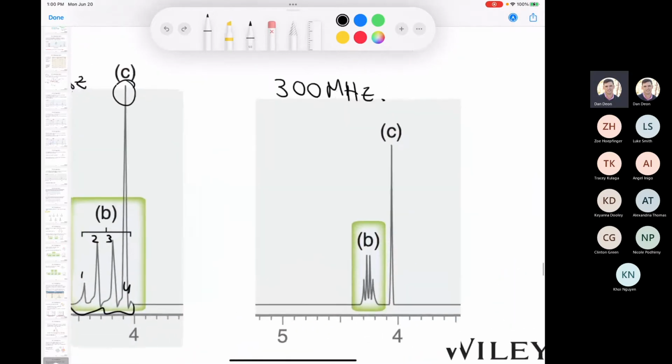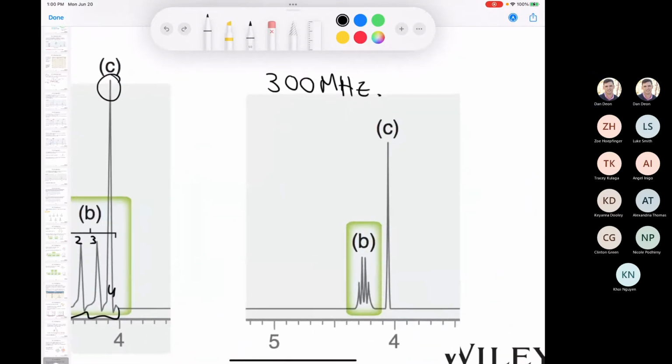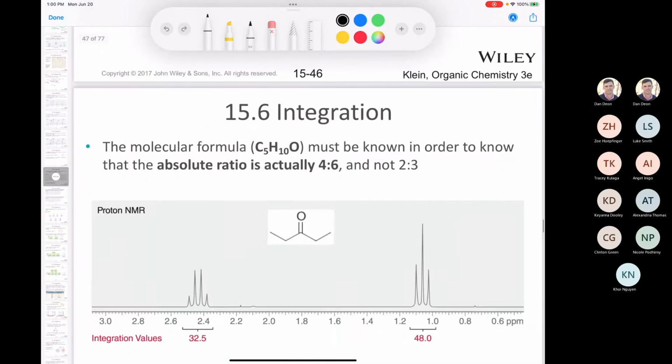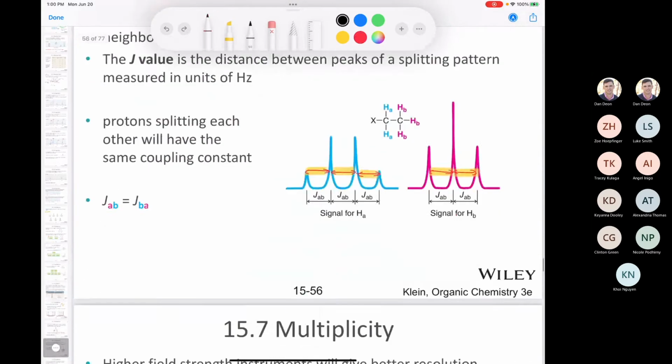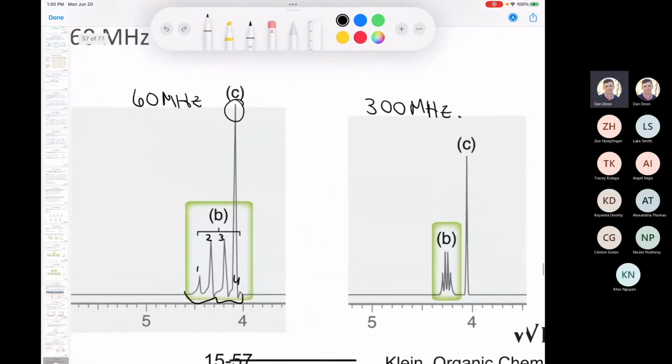Whereas in the 300 megahertz spectrum, since each coupling constant is a smaller percentage of the overall number of hertz available, we don't see the overlap. We see a sharper image. We see a clearer picture. Okay, we don't see any overlap between the quartet and the singlet.